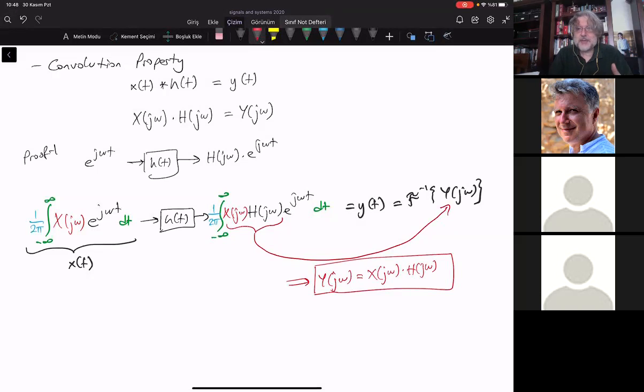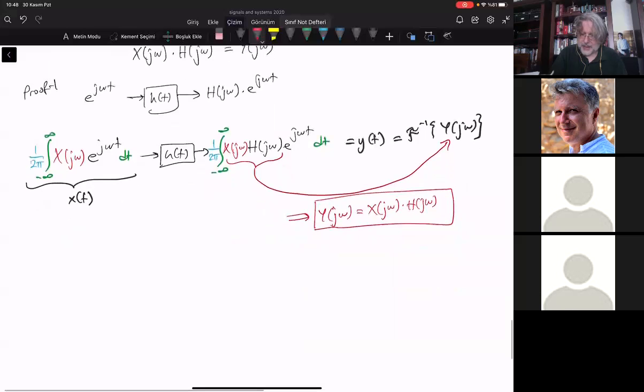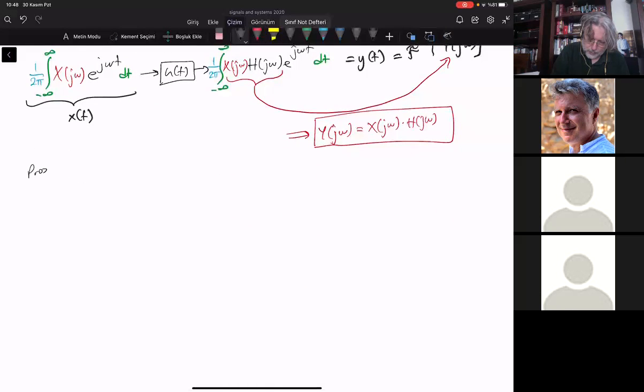y of t is x of t convolution h of t. Y of j omega is X of j omega times H of j omega. And we can see it from this input-output relation. That is a way to prove it. There is another way to prove it. Proof 2, let's say. And I will start from the end this time.